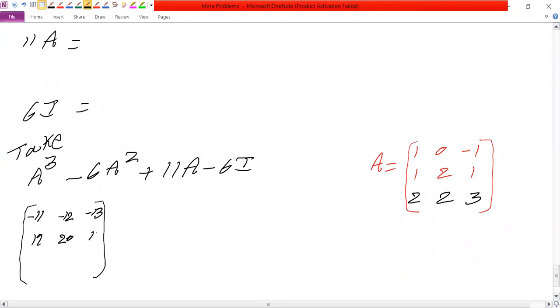And 13, and 38, and 38, and 27. Yes or no? Yes, sir. Okay. Minus. We need to find 6 into A square. 6 into A square. Okay.